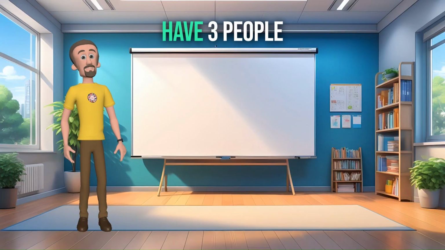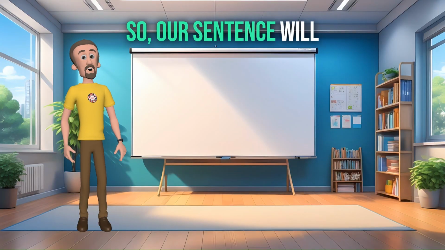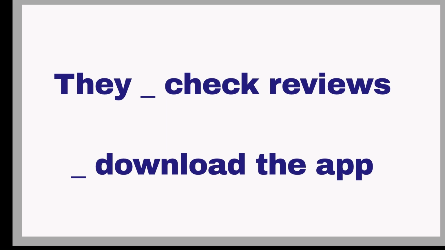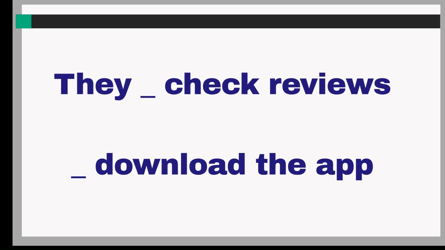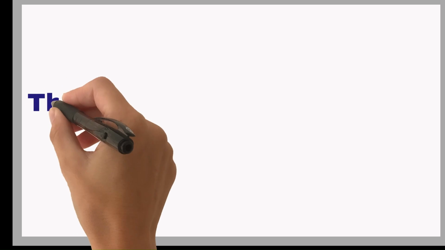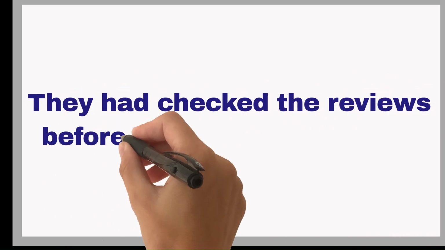In this example, we have 3 people, so our sentence will start with they. And our 2 actions are check reviews and download the app. See if you can complete the sentence correctly. I'll give you a little time to think about it. The correct sentence is, they had checked the review before downloading the app.